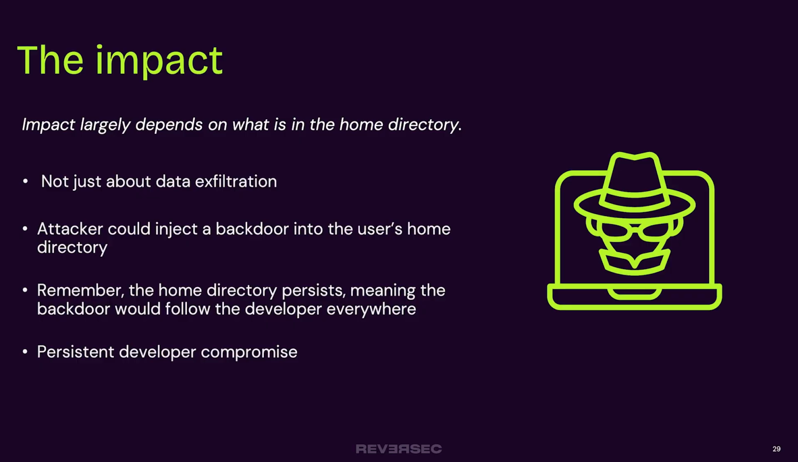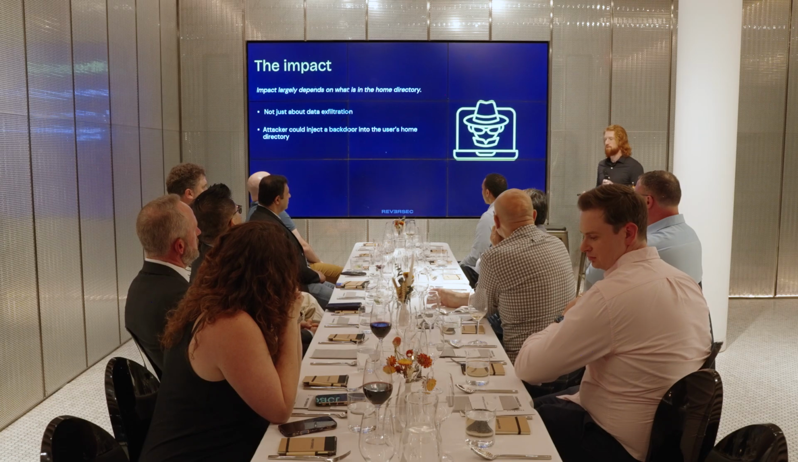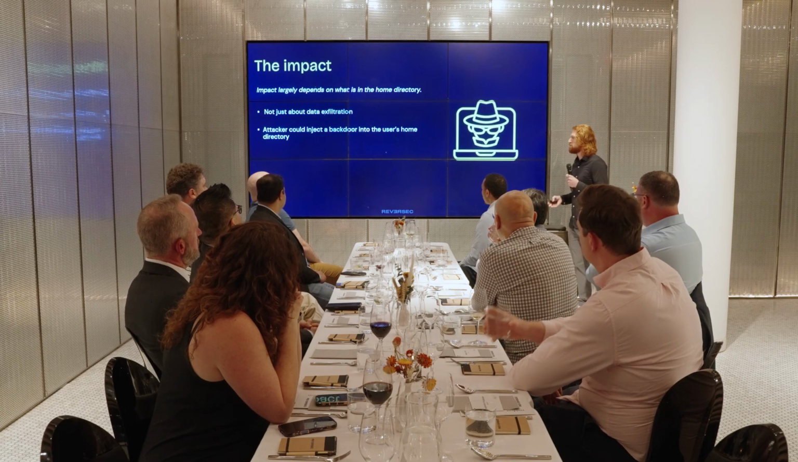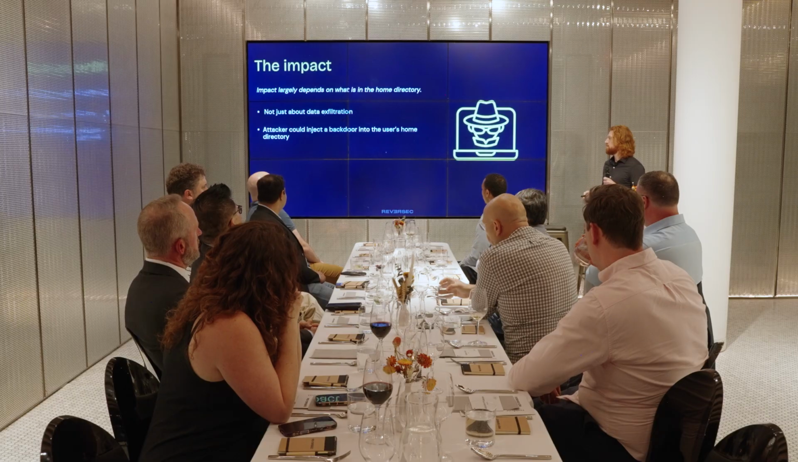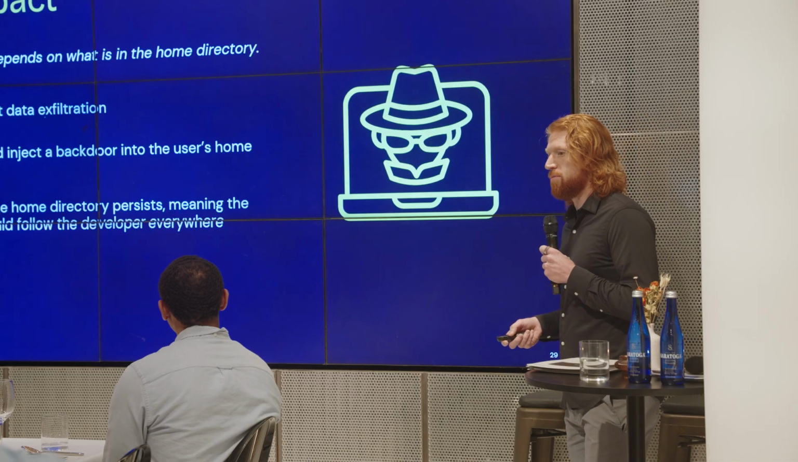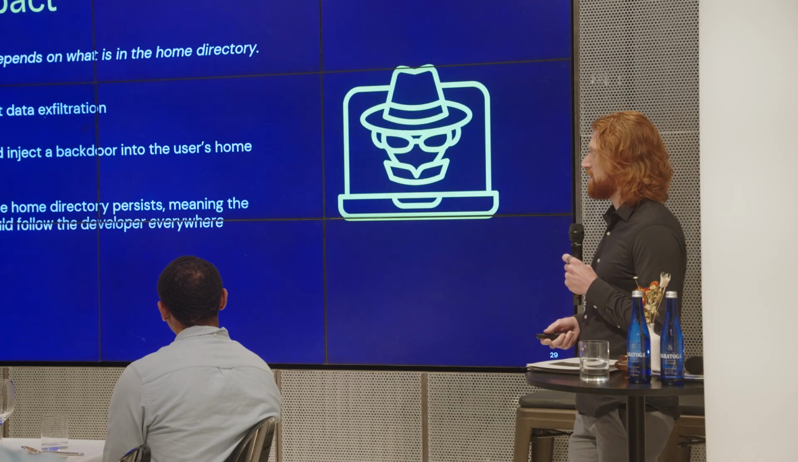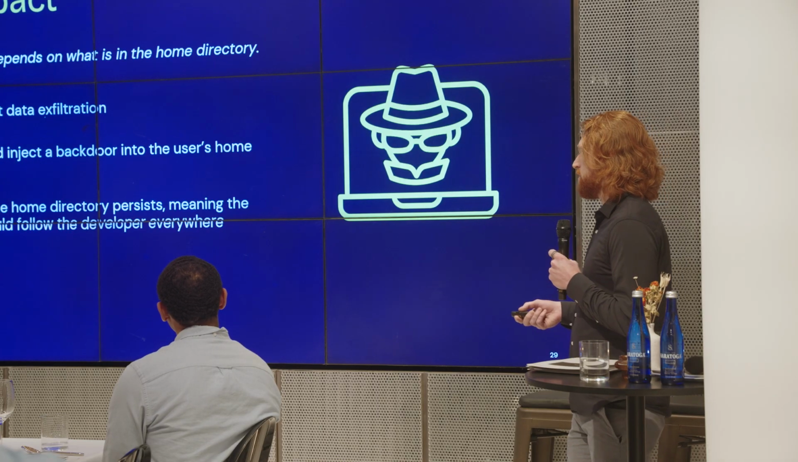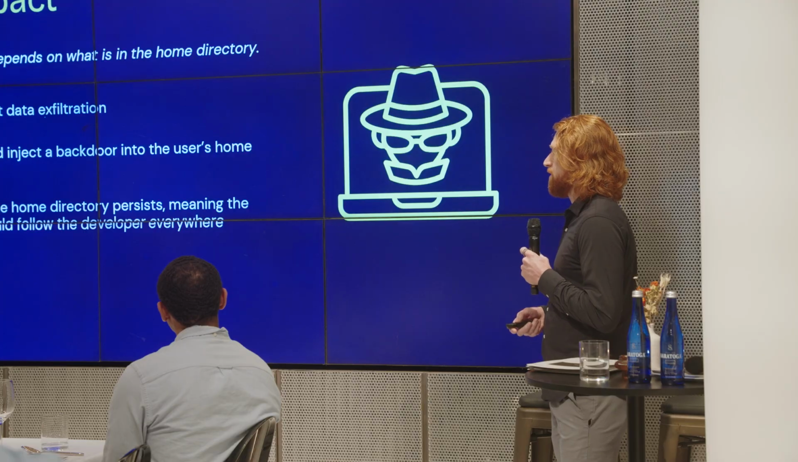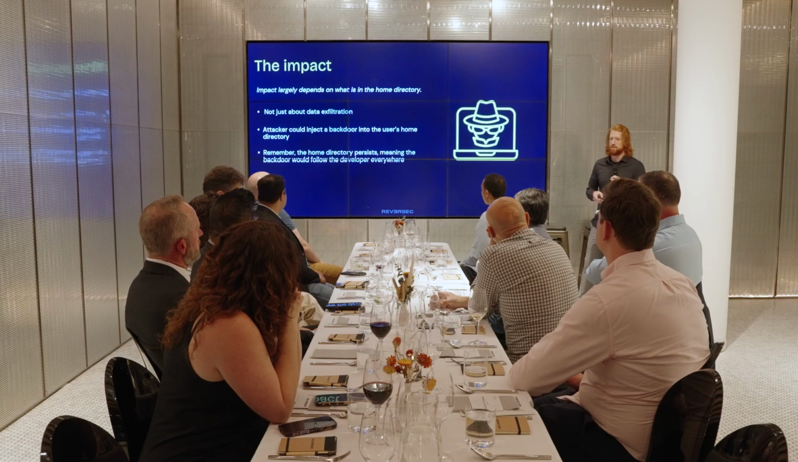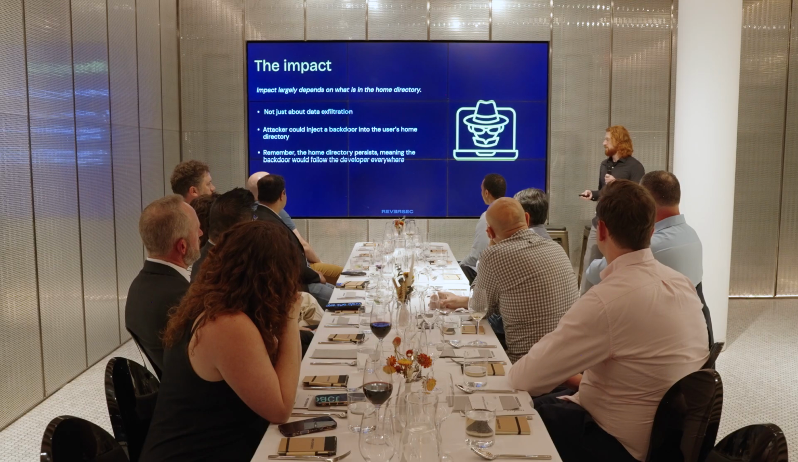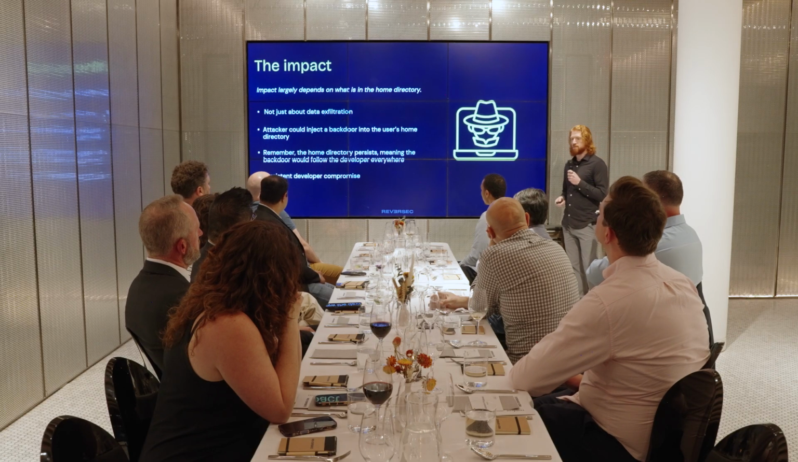So I've been talking a lot about data exfiltration, but theoretically, depending on what the attacker does, it could be a lot worse. Impact largely depends on what is in the home directory, but instead of exfiltrating data, the attacker could potentially inject a backdoor into the user's home directory where there are lots of different types of startup scripts, depending on the environment. And remember, the home directory persists, so all the attacker would have to do is execute this attack one time, backdoor the home directory, and this would follow the developer around wherever their home directory is mounted into a container or a development environment, leading to that persistent developer compromise.